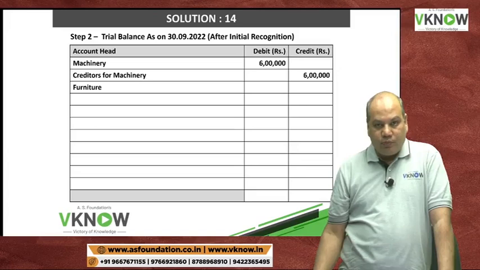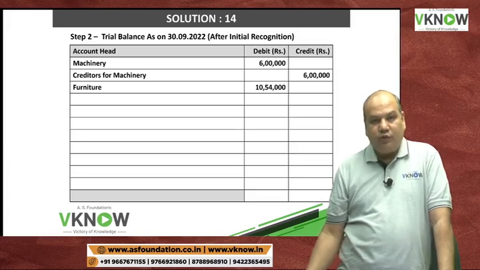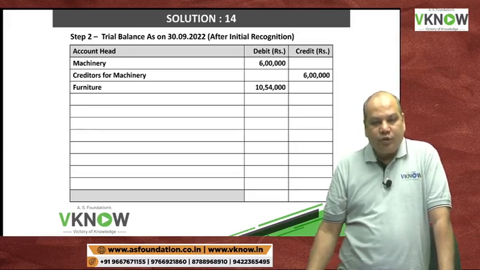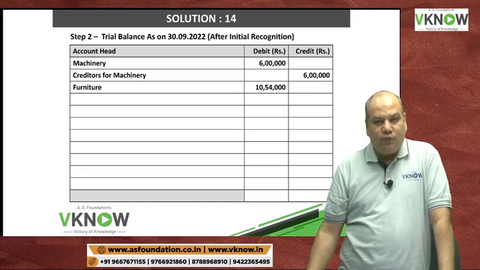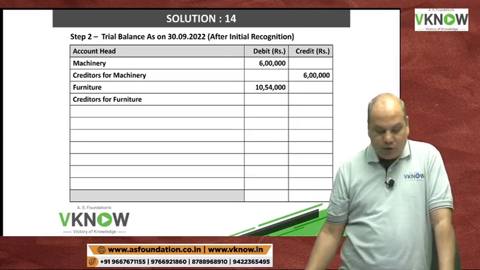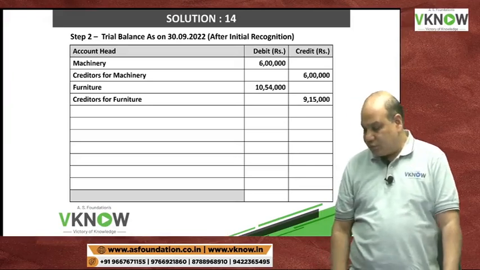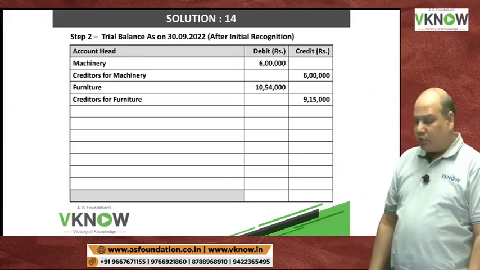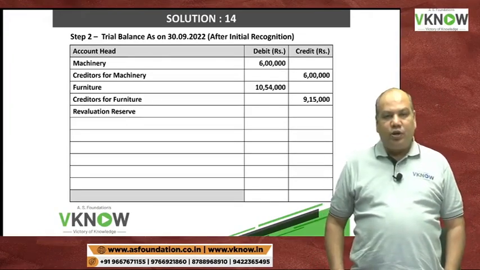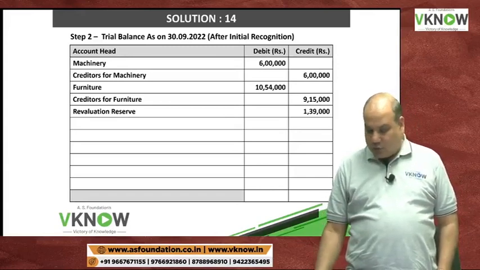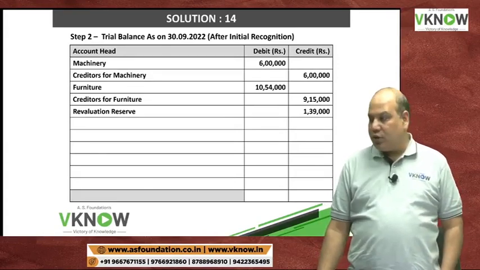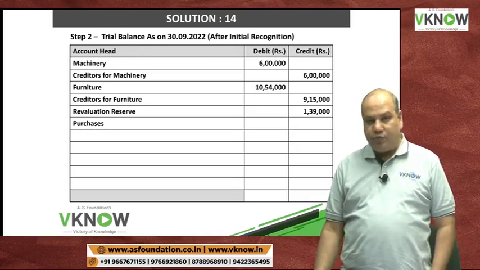Furniture we have revalued. So after revaluation, the furniture figure is 10,54,000. Add the two figures written in your journal entry. The total of the two entries in furniture account is 10,54,000. Creditor for furniture, this I have not changed, so creditor for furniture will be 9,15,000. And there is a revaluation reserve also. Revaluation reserve 1,39,000. Is it there? Next item you have debited is purchase.